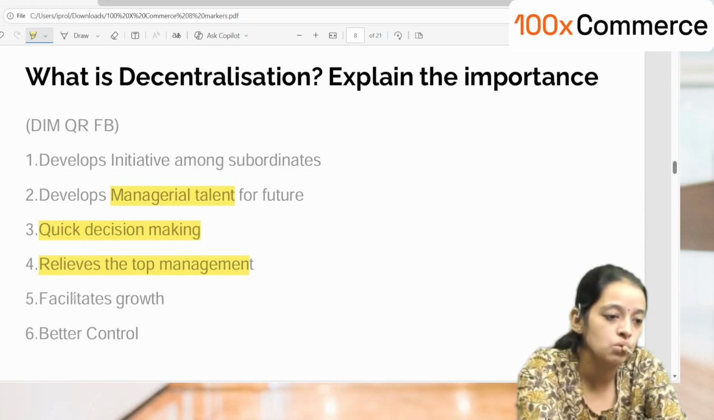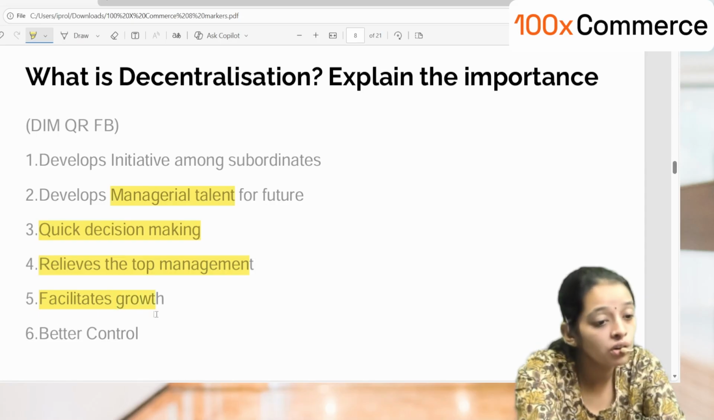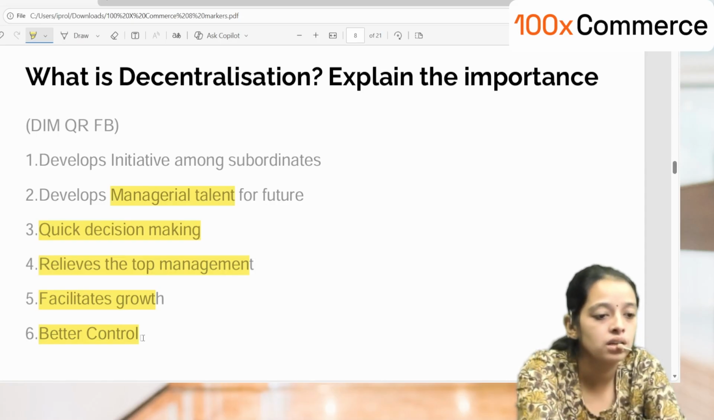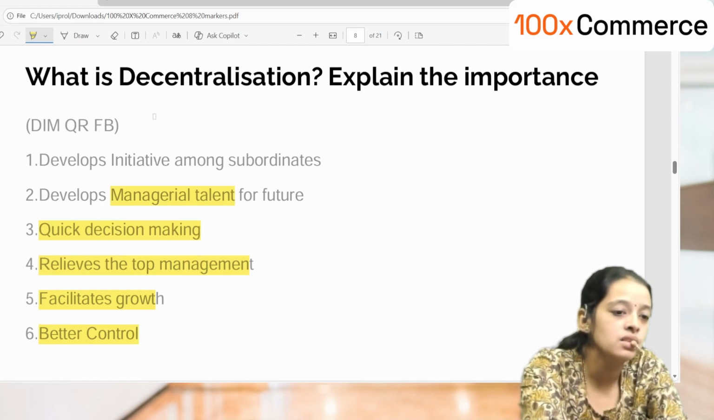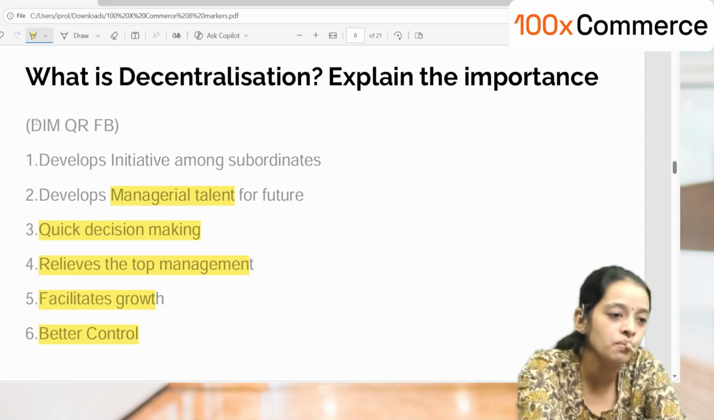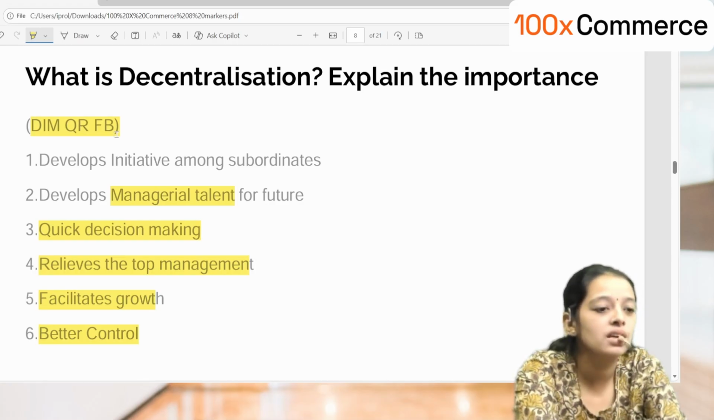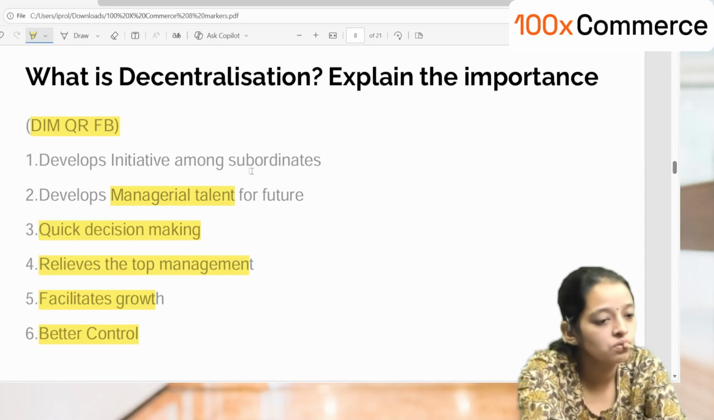Next, it facilitates growth. Yes, definitely it will help the overall development and growth of the company. And the last point tells us that there is better control. Better control of what? Better control of all the activities of the business. So these are the very important points. You can remember this in one word, that is DIM, QR and FB. DIM basically stands for develops initiative among subordinates and develops managerial talent. Q stands for quick decision making, R stands for relieve the top level management, F stands for facilitates growth, and B stands for better control.